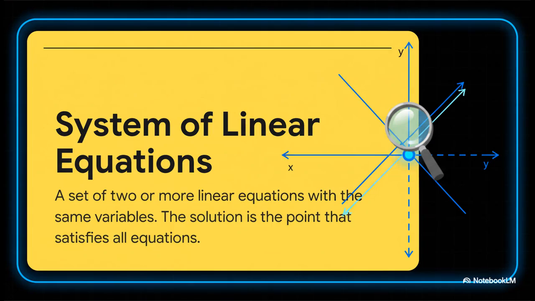So, to put it officially, a system of linear equations is just two or more lines that share the same variables, like x and y. And the solution we're hunting for is that one single coordinate, that one x, y point that lives on all the lines at the same time. It's the one place where they all agree.